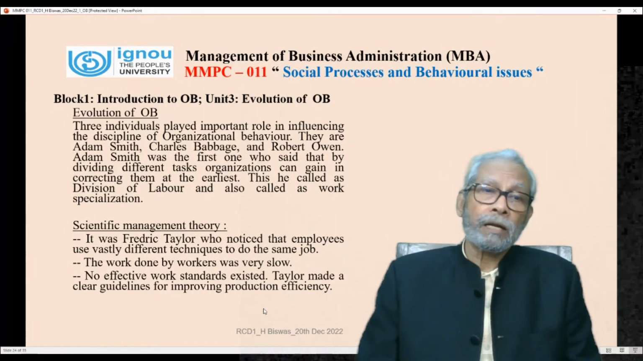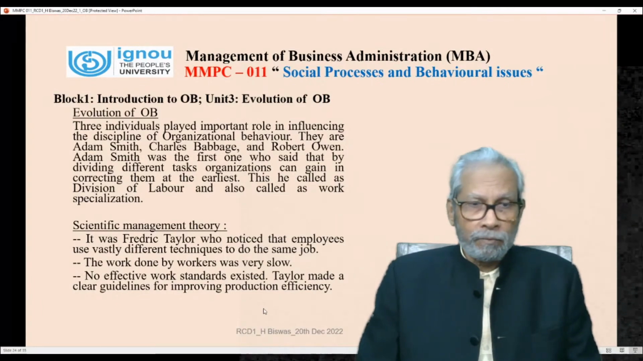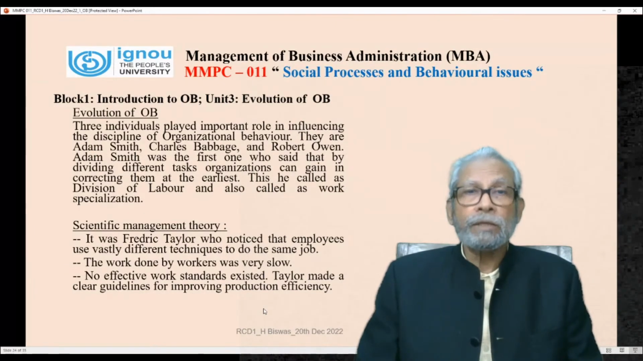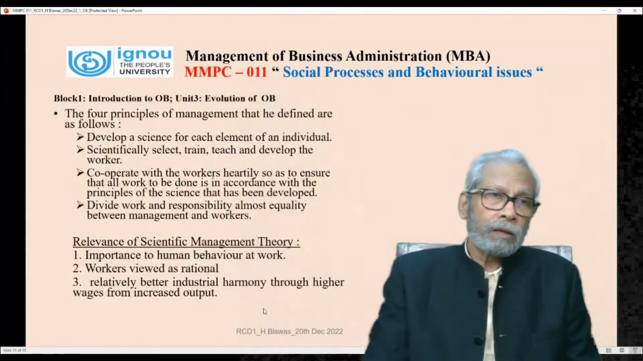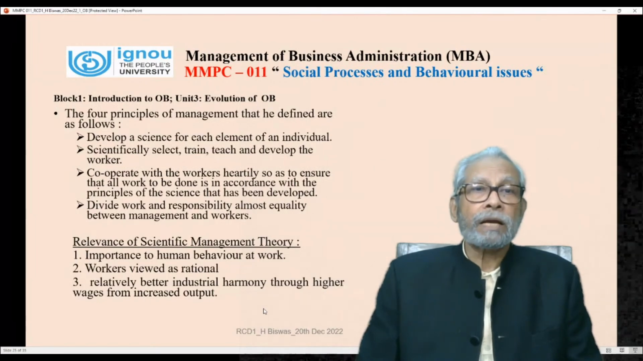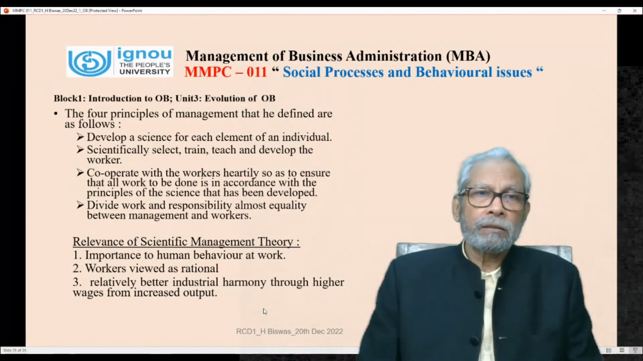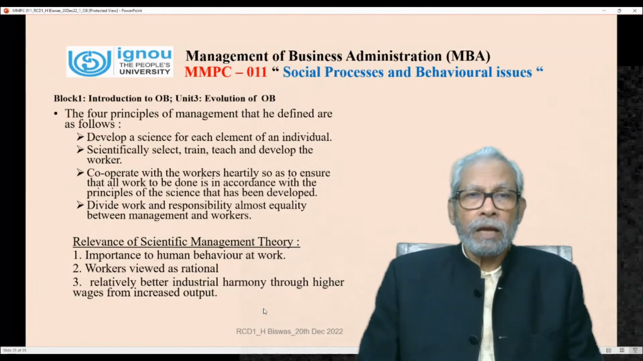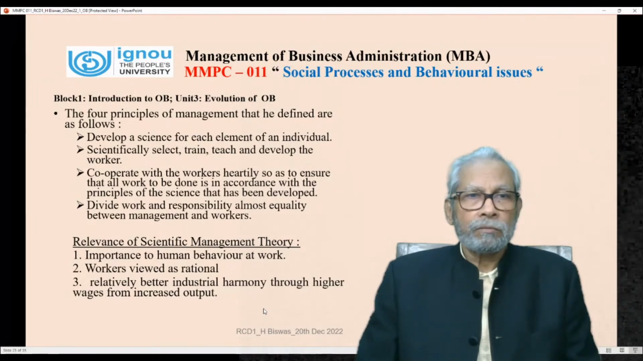Taylor made clear guidelines for improving production efficiency. Basically, he observed, and after that, he concluded how to increase production efficiency. We will see those guidelines in the next slides. The four principles of management that he defined are: develop a science for each element of an individual's work; scientifically select, train, teach, and develop the workers. You see, these points are very important. First, he has explained it very scientifically.